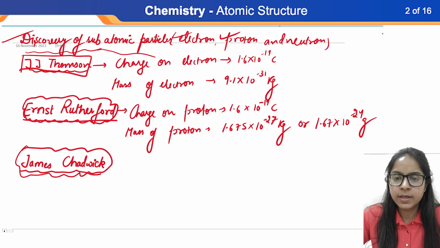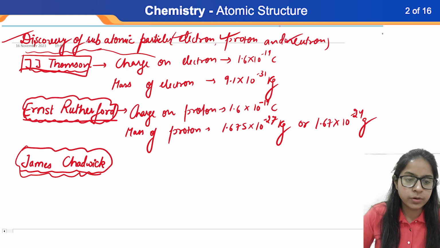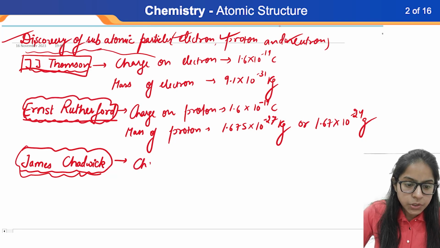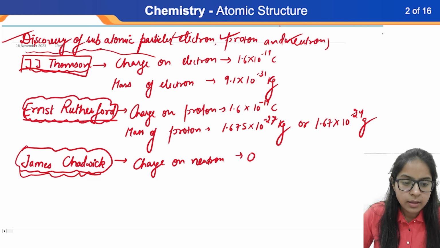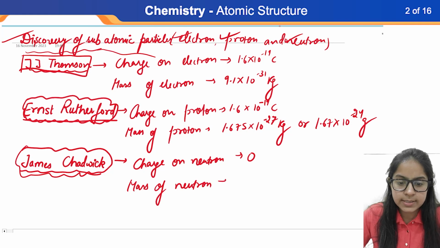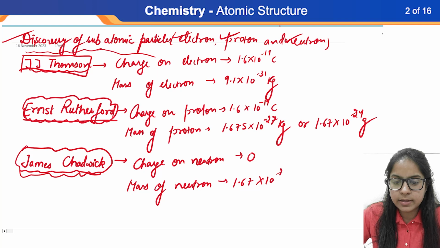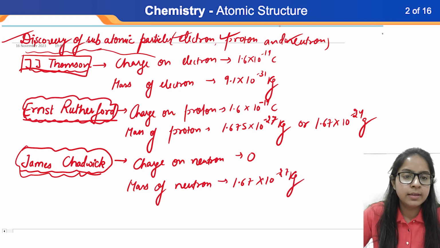Okay. Now the next one is James Chadwick. James Chadwick discovered neutron. Charge on neutron is 0, and mass of neutron is the same as that of proton. Mass of neutron is same as that of proton, that is 1.67 times 10 raised to power minus 27 kg.